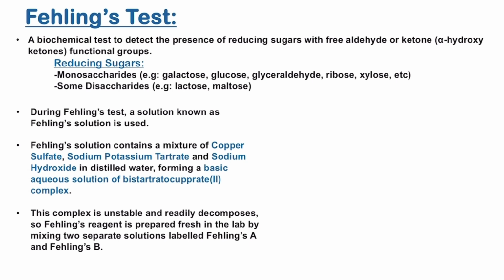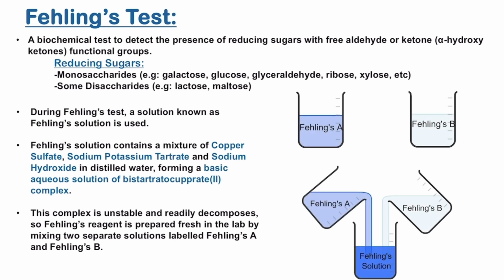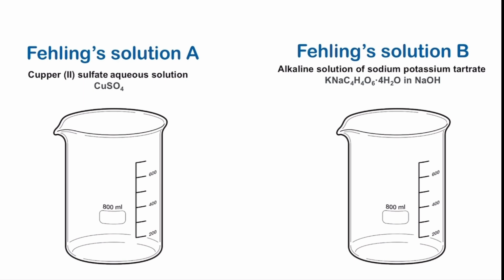Fehling solution is a mixture of copper sulfate, sodium potassium tartrate, and sodium hydroxide in distilled water, which forms a basic aqueous solution of bis tartrato-cuprate 2 complex. This complex is quite unstable and readily decomposes. Therefore, Fehling's reagent is prepared fresh in the lab prior to the test from two separate solutions, labeled Fehling's A and Fehling's B. Fehling's solution A is an aqueous solution of copper sulfate, and Fehling's B is a mixture of sodium hydroxide and sodium potassium tartrate.